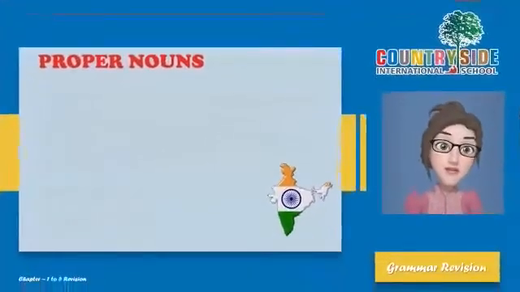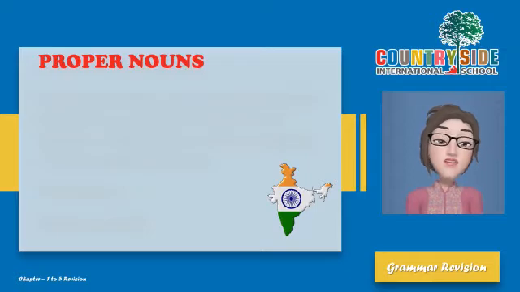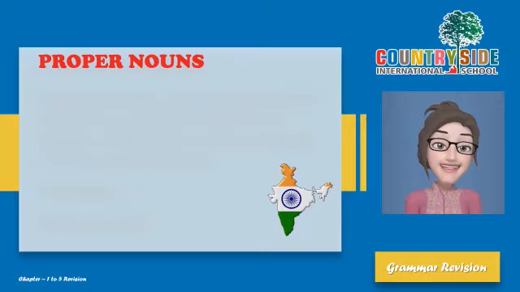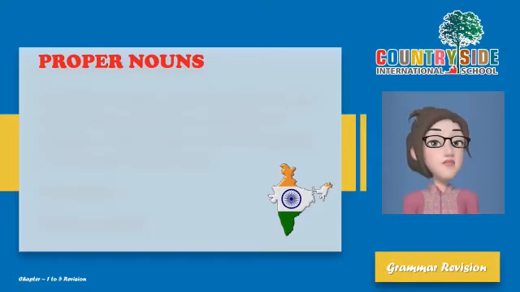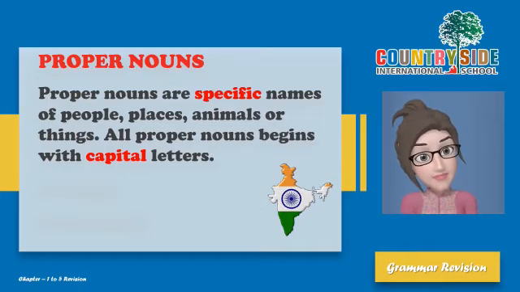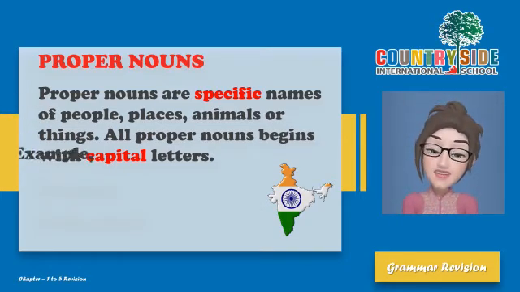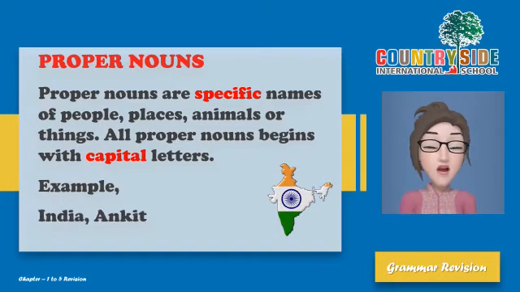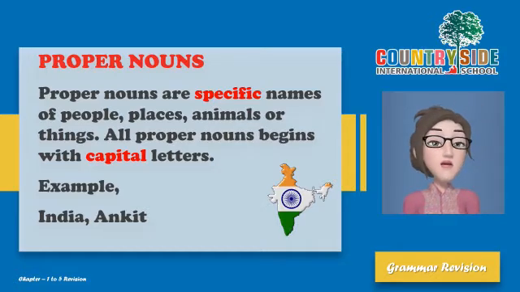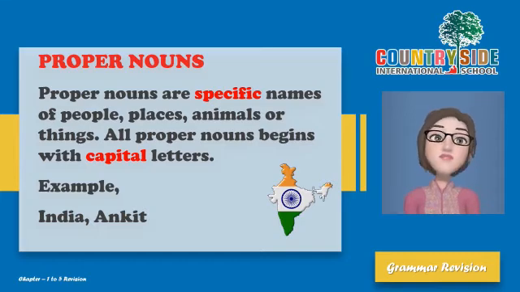The next type of noun we talked about was proper noun. What are proper nouns? They are the special names of all the things around us. A special name given to person, place, animals or things. For example, India, it's a name of our country. Ankit, a name of a boy. So these are proper nouns. And one more quality of proper noun is it always begins with a capital letter.